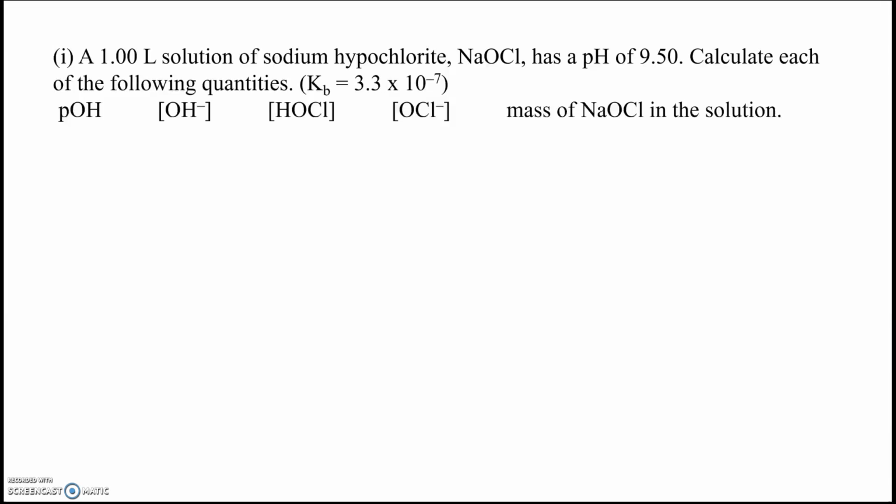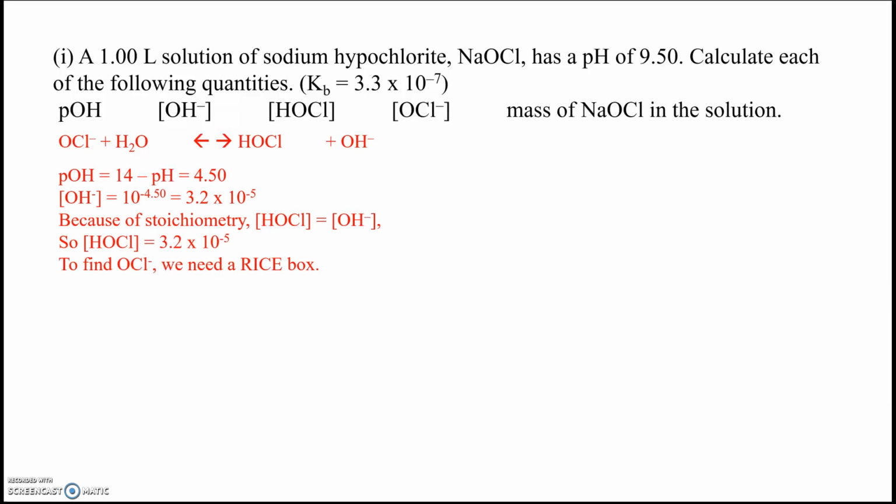All right, now, part I. We have a 1 liter solution of sodium hypochlorite, and we're asked to calculate 5 things from this, which seems like a lot, but it's straightforward. All right, we write our reaction. We have the hypochlorite ion plus water forms HOCl plus OH minus. Our pOH is 14 minus our pH of 9.5, giving 4.5 for pOH, which allows us to compute our OH minus concentration, which allows us to compute our HOCl concentration. So now we have the first 3 things.